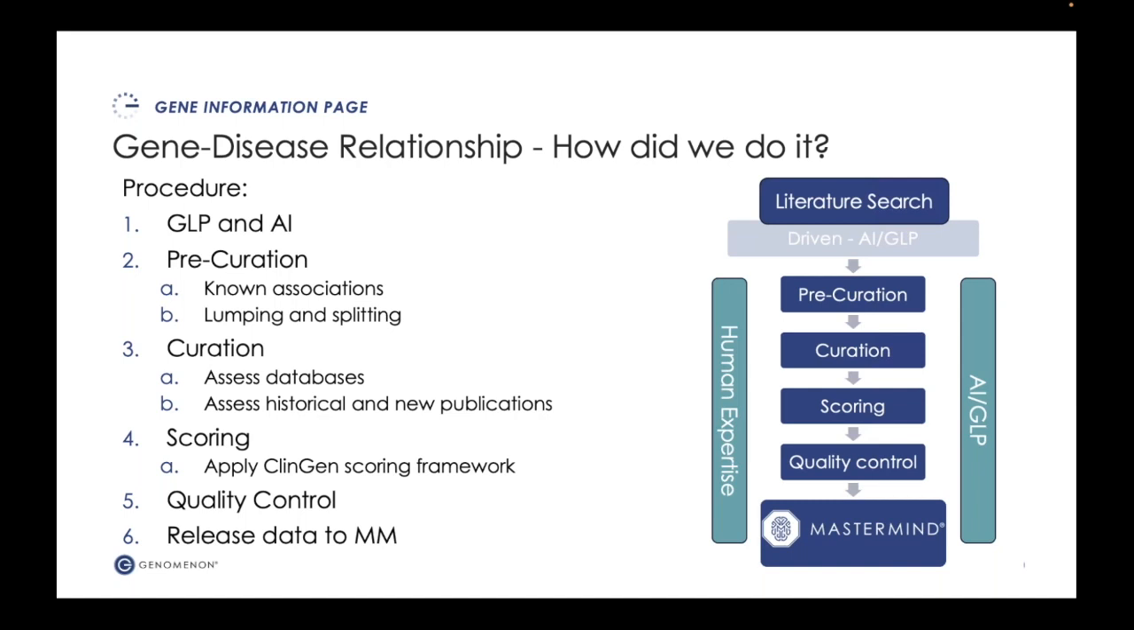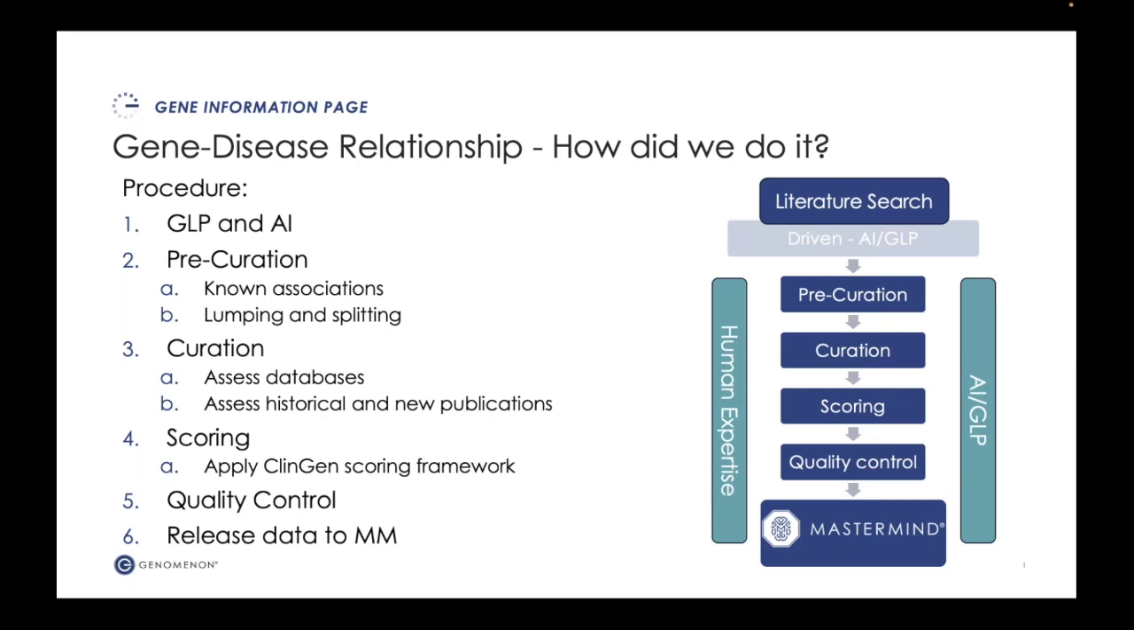Next, we might begin making decisions about lumping and splitting for any conditions that we predict to find during our curation process. Next, we move on to curation. This is essentially where the meat of our work is done. Again, this is performed by our curation team, where they spend a lot of time assessing databases as well as historical and new publications. Lastly, once all of the data has been accumulated, we apply the ClinGen scoring framework in our general step of scoring the data.